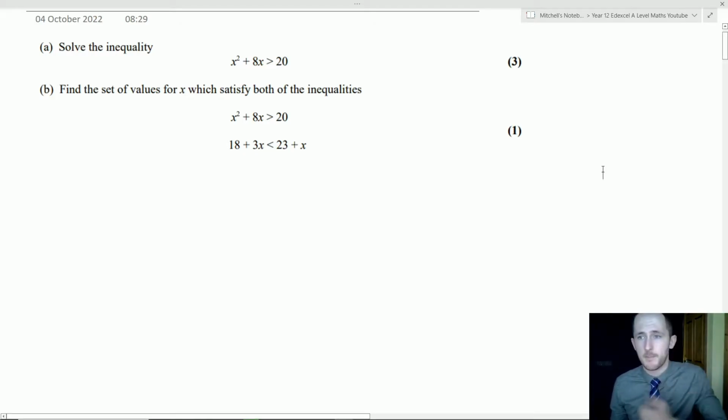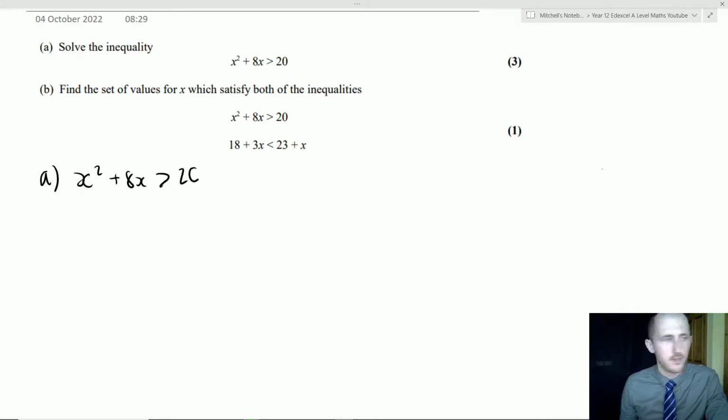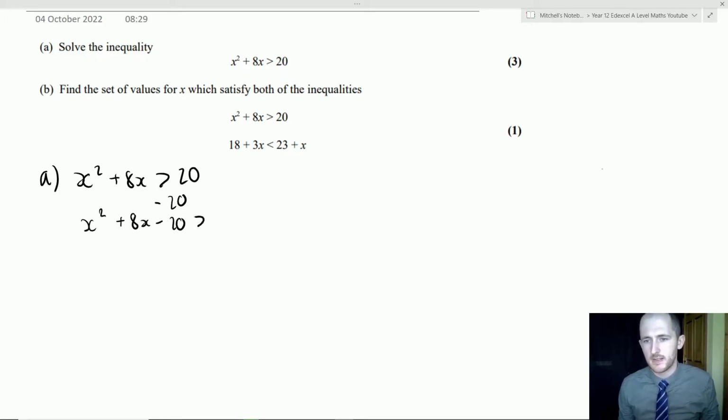So let's get into the basics. This will follow on from what we were doing last week. It says solve the inequality x squared plus 8x is greater than 20. Now, all we're going to be doing here is solving the expression just like we did last week. To do that, we need to make sure 0 is on one side. So if we subtract 20, we have x squared plus 8x minus 20 is greater than 0. And now we're just solving a regular quadratic. So we're looking for two numbers that multiply to minus 20 and add to 8. That would be minus 10 and 2.